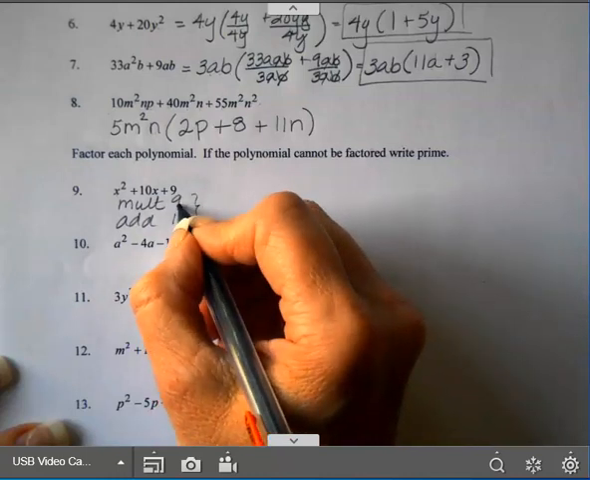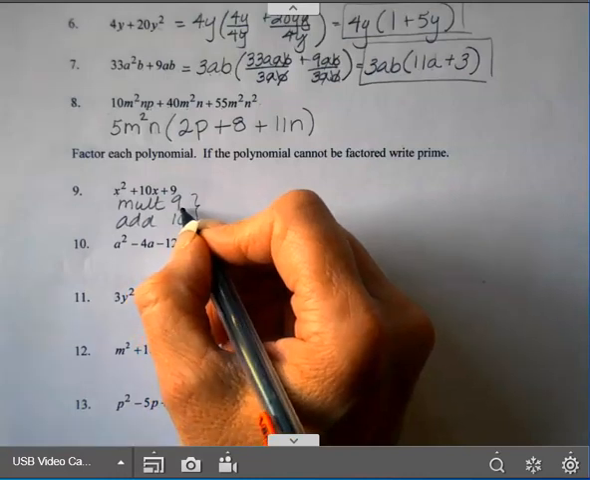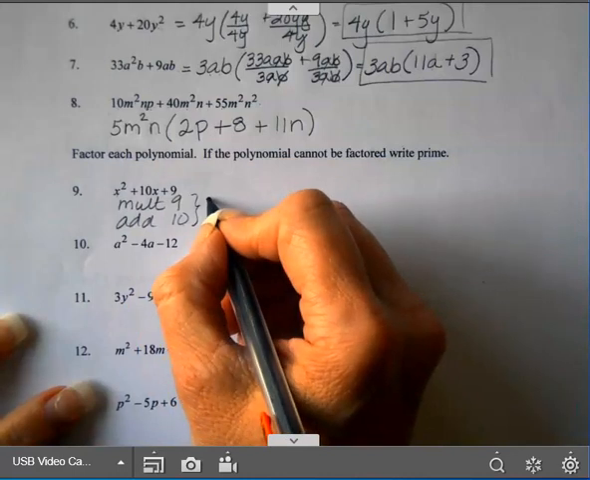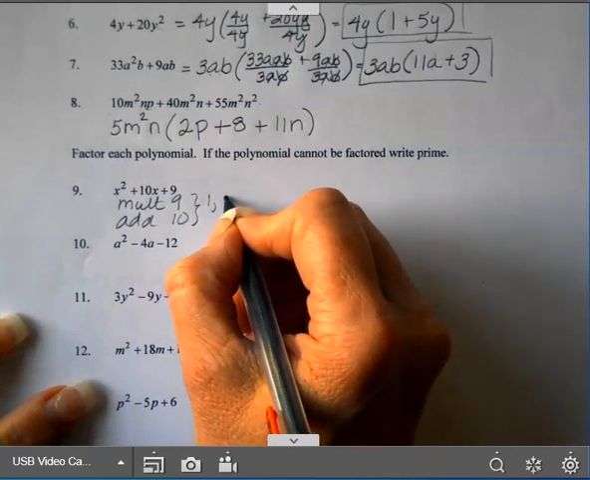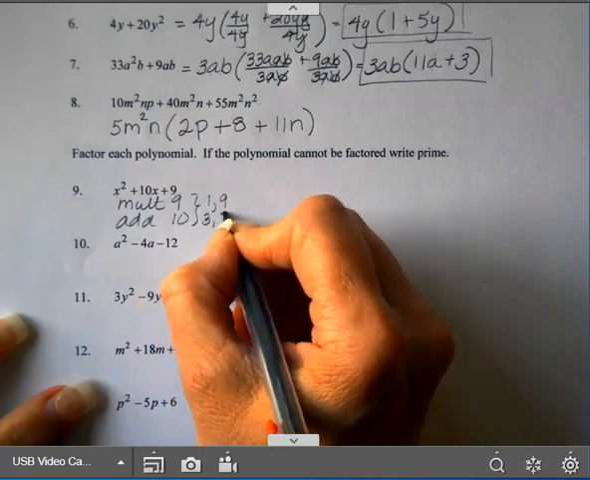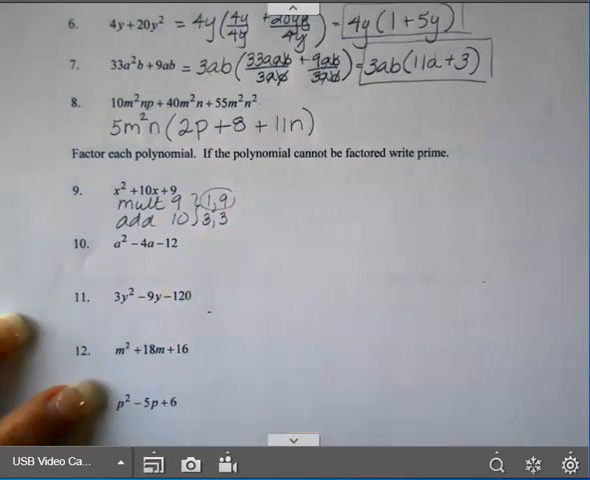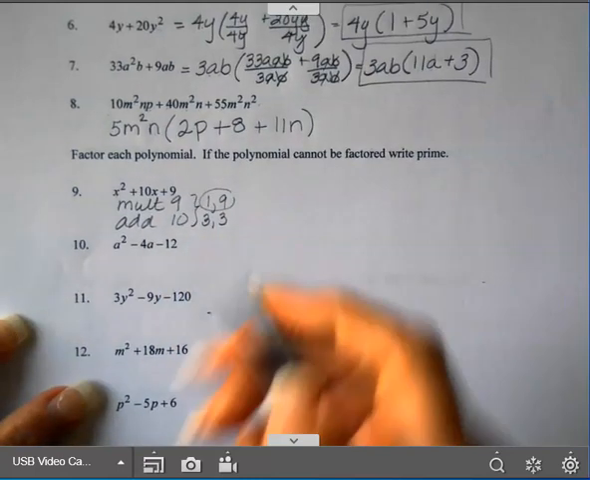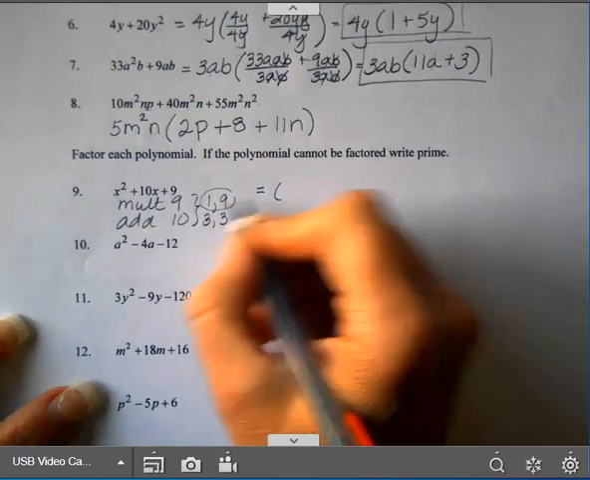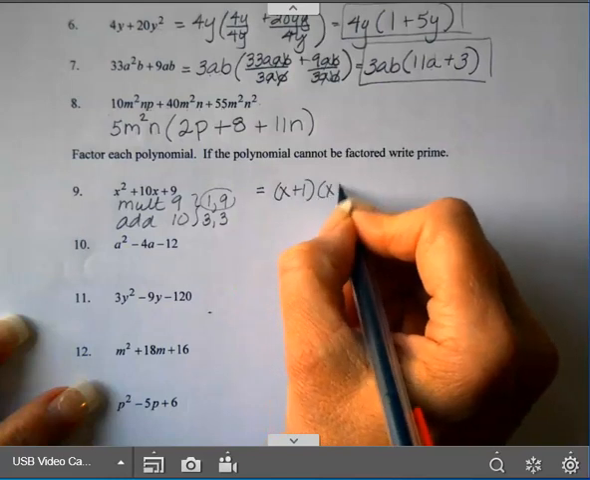Numbers that multiply to 9 and add to 10 are either both positive or both negative. Since it adds to 10, they both have to be positive. Our choices are 1 and 9, and the other pair that multiplies to 9 is 3 and 3. However, 1 and 9 is the pair I want because that's the one that adds to 10. And then this will just factor into x plus 1 and x plus 9.